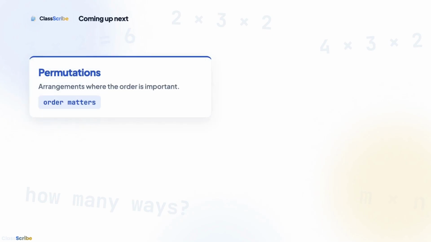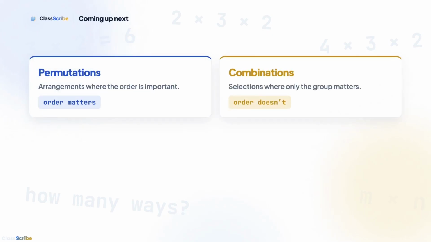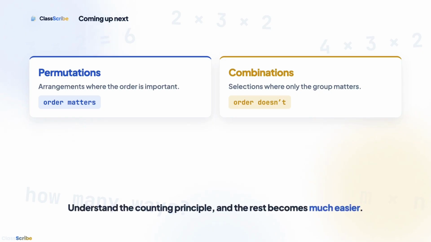As we move ahead in this chapter, we'll build on this principle to study permutations, where the order of arrangement is important, and combinations, where only selection matters. Once you understand this counting principle, the remaining concepts become much easier to learn.